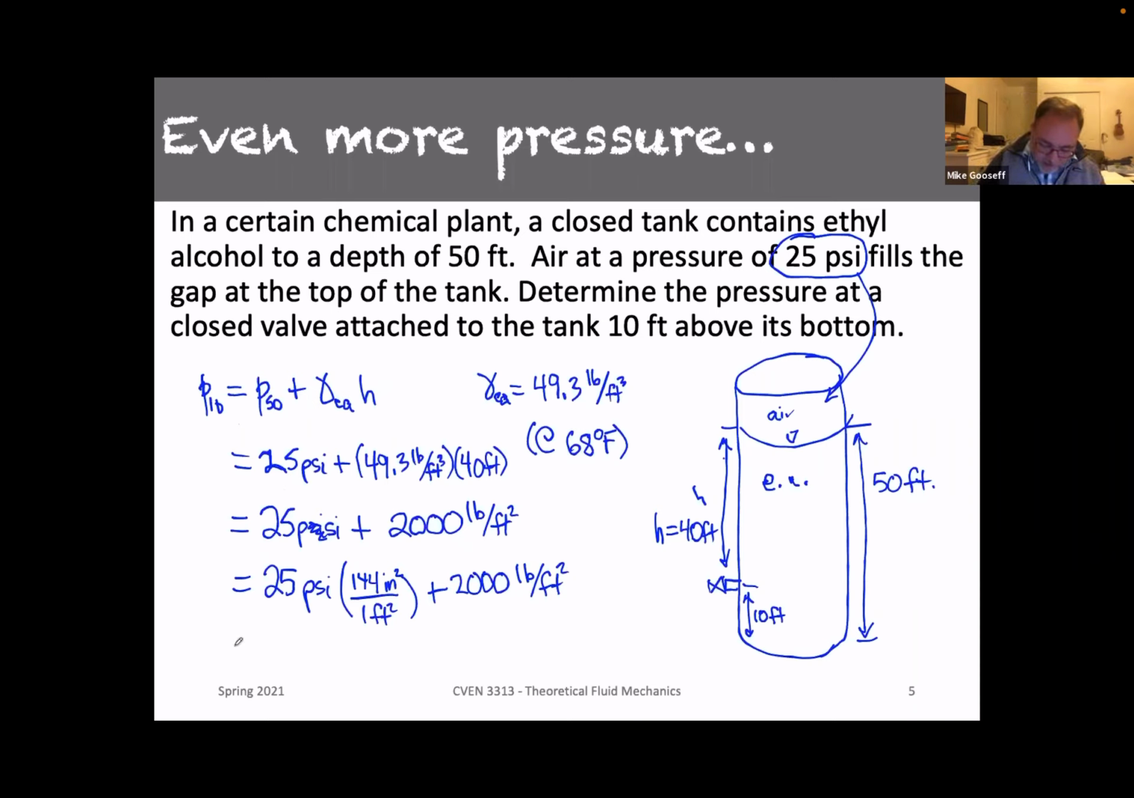All right, so this would come out to be, on the left-hand side, this first term comes out to be 3,600 pounds per foot squared plus 2,000 pounds per foot squared. So this would come out to be 5,600 pounds per foot squared. Okay?